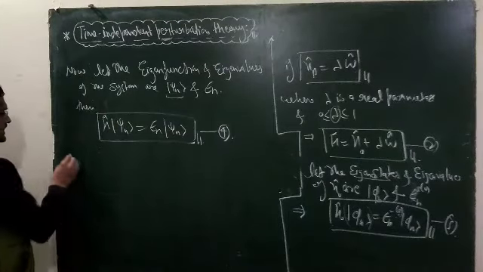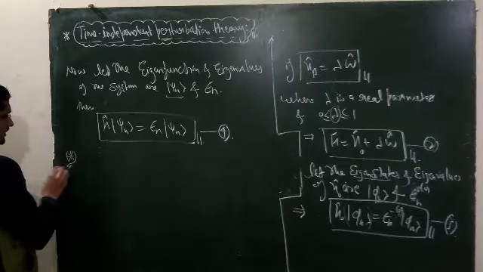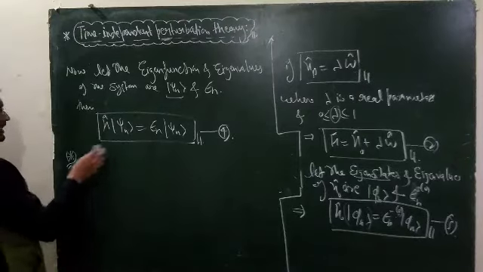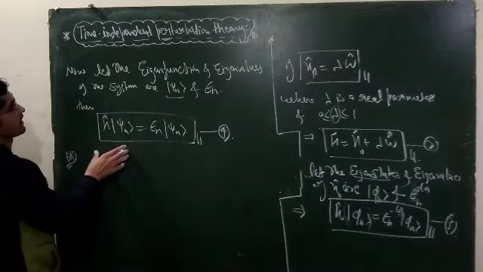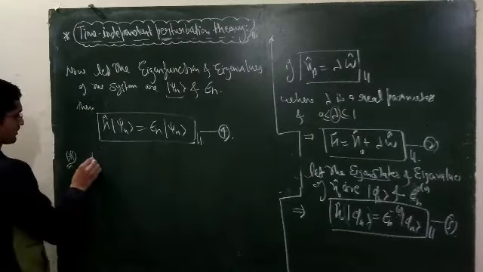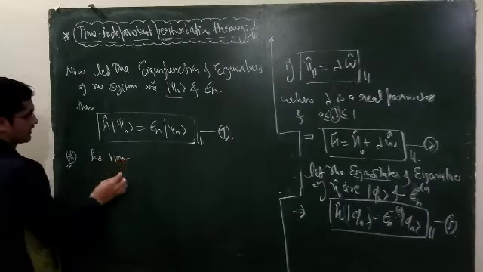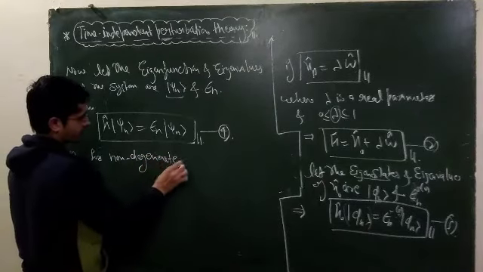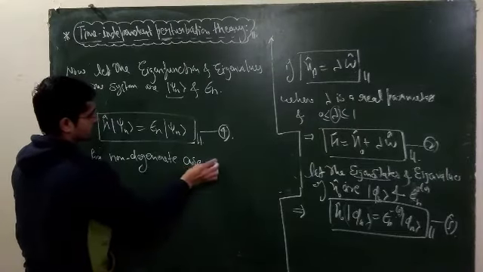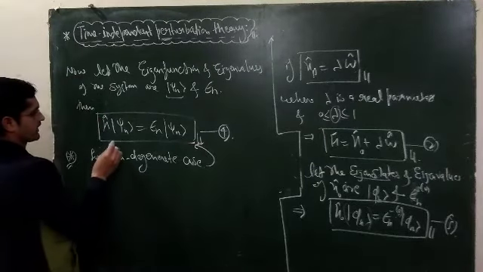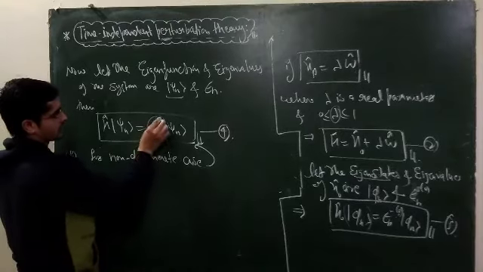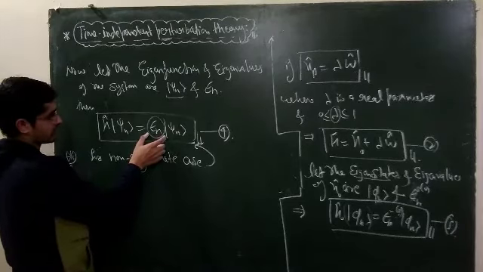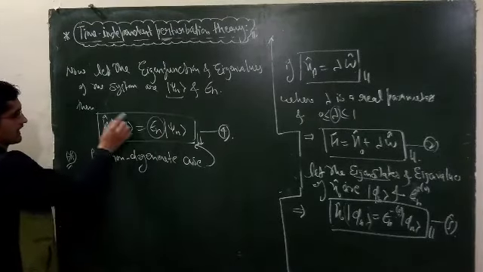Now the second assumption, the main assumption. One more thing, let me just remind you that the time independent perturbation theory that we are going to develop is for the non-degenerate case. So this equation can only be written if we are assuming that these energy levels are non-degenerate, because if it is non-degenerate, then there will be just unique eigenstates.